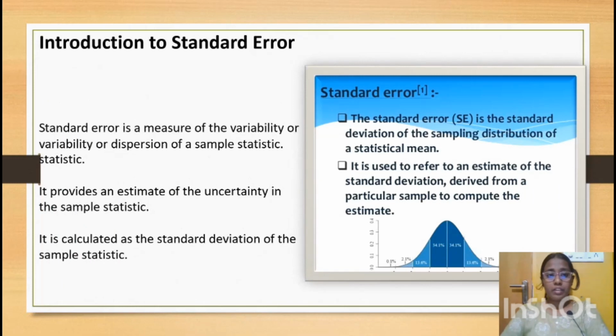Introduction to standard error. Standard error is a measure of variability or dispersion of sample statistics. It provides an estimate of uncertainty in the sample statistics. It is calculated as the standard deviation of sample statistics. It is used to refer to an estimate of the standard deviation derived from a particular sample to compute an estimate.